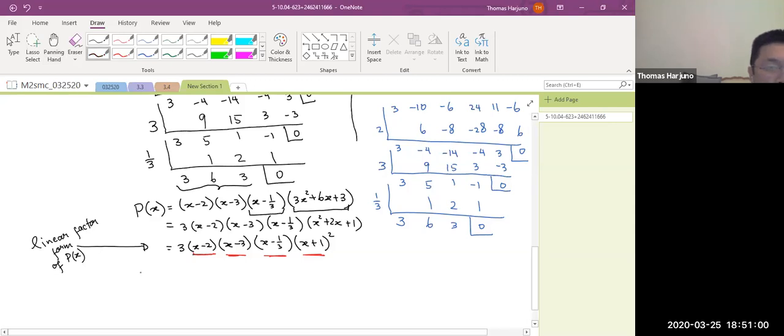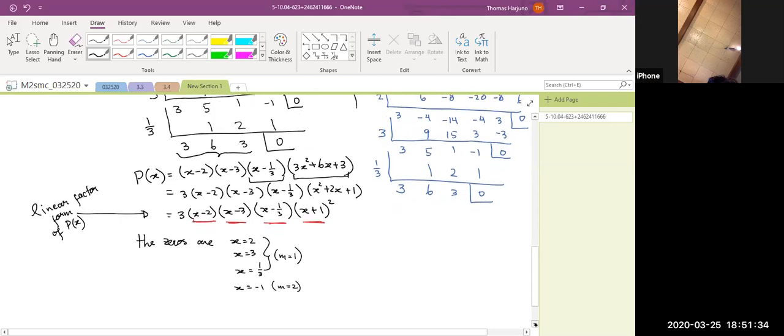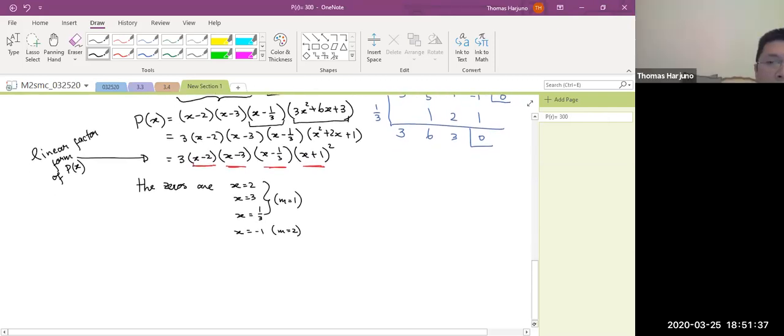Now then, let me go on. So what are the zeros of the polynomial? x equals 2, x equals 3, x equals 1/3, and x equals -1 with multiplicity of 2. The ones here are all multiplicity of 1. Agreed? Yes.